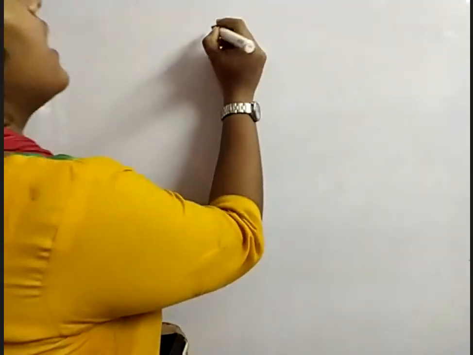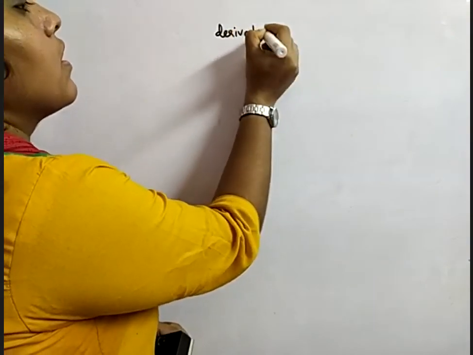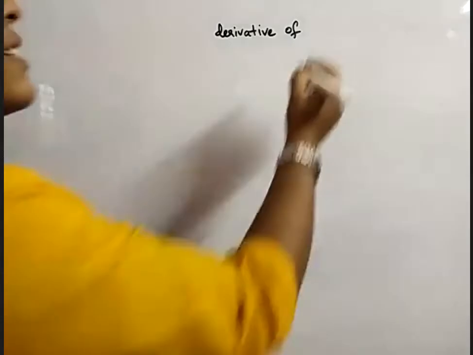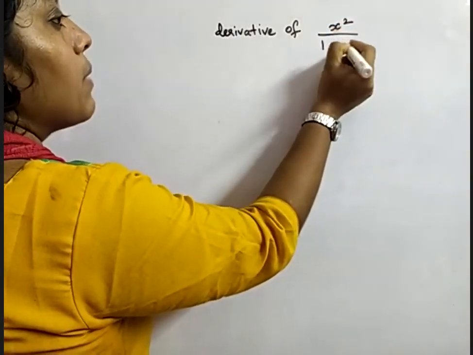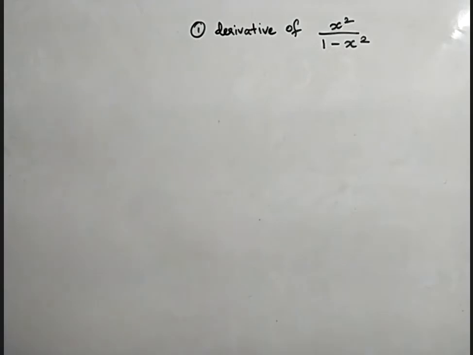Now we'll do some problems. Find the derivative of x square by 1 minus x square.